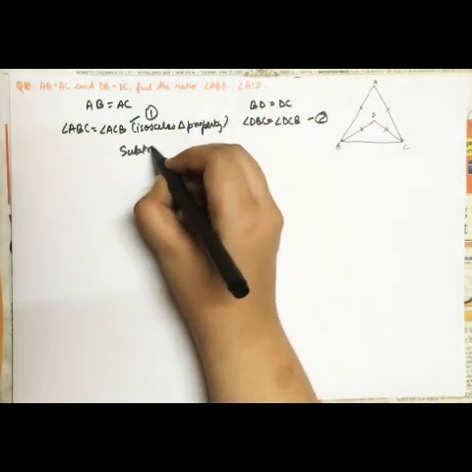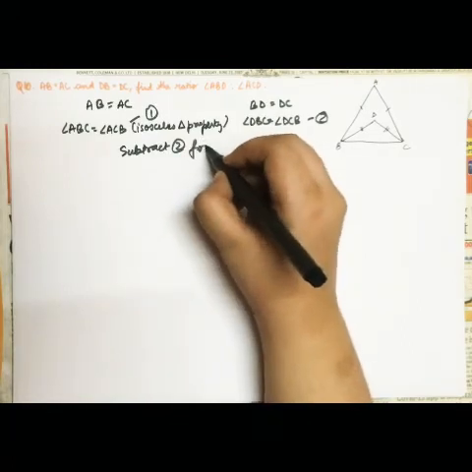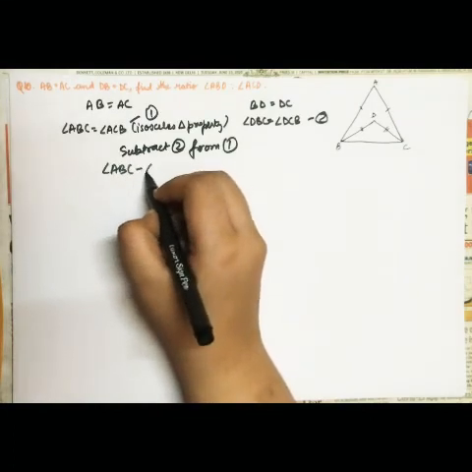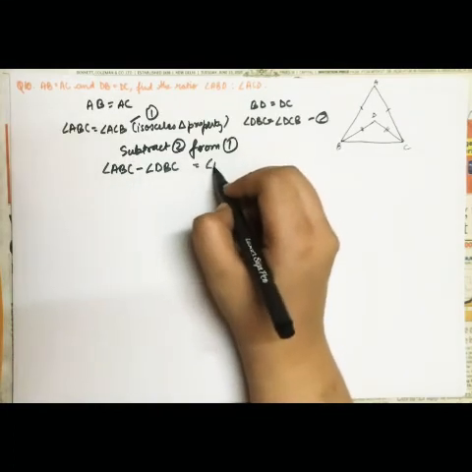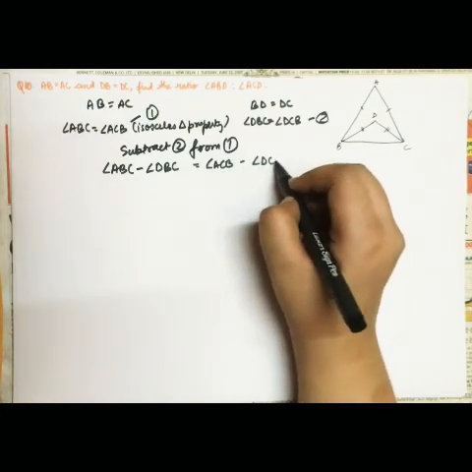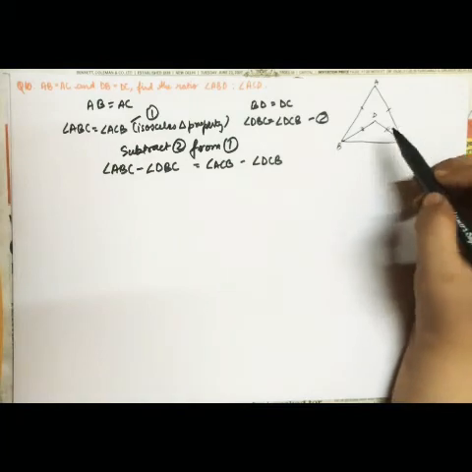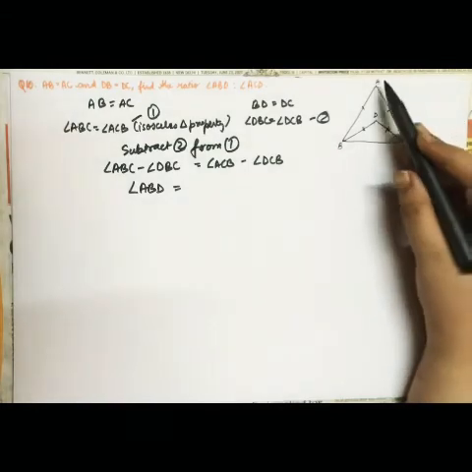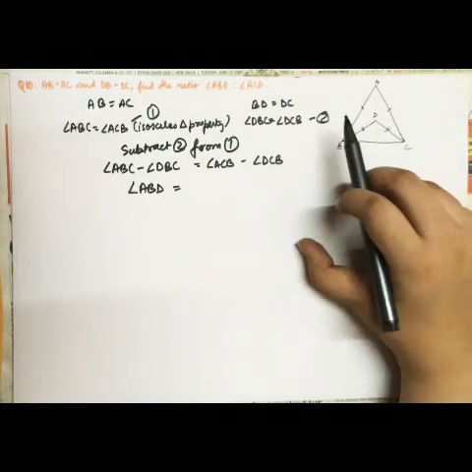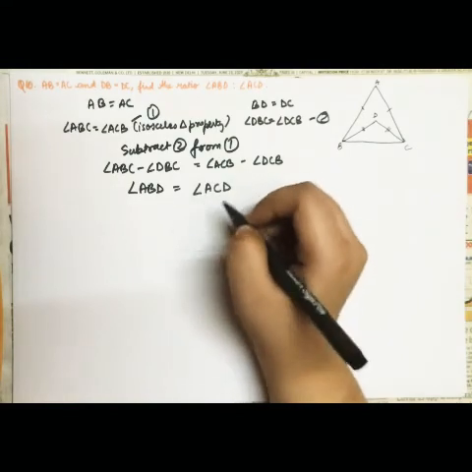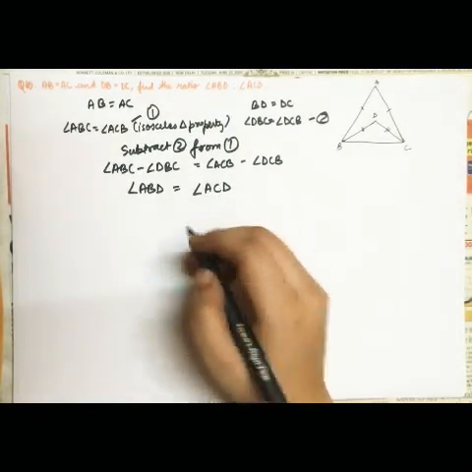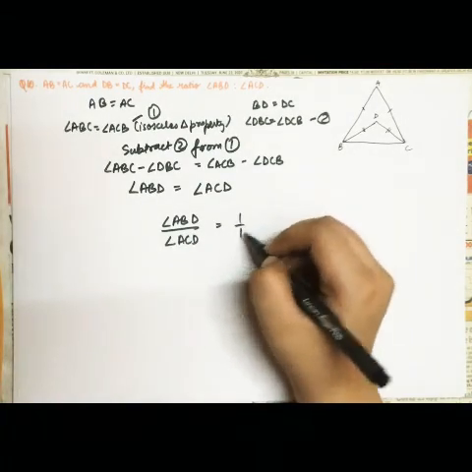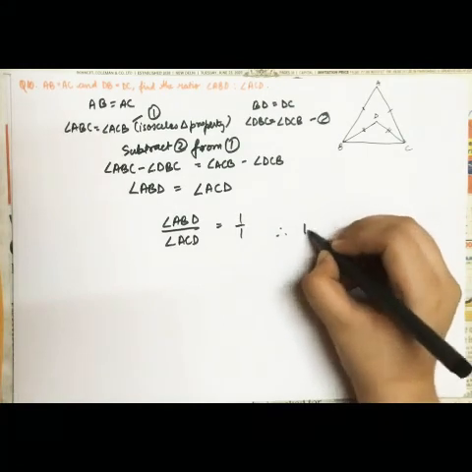So we will subtract 2 from 1. So angle ABC minus angle DBC is equal to angle ACB minus angle DCB. Angle ABC minus angle DBC is equal to angle ABD. Similarly, angle ACB minus angle DCB will be equal to angle ACD. So since they are equal, angle ABD upon angle ACD will be 1:1. Therefore their ratio will be 1:1.